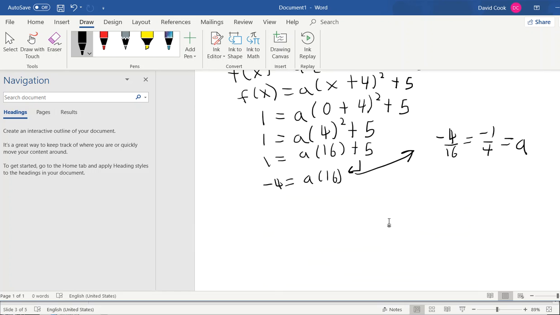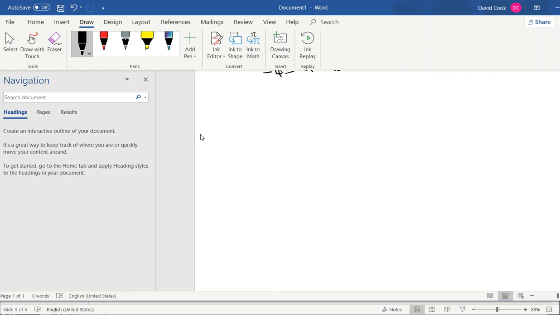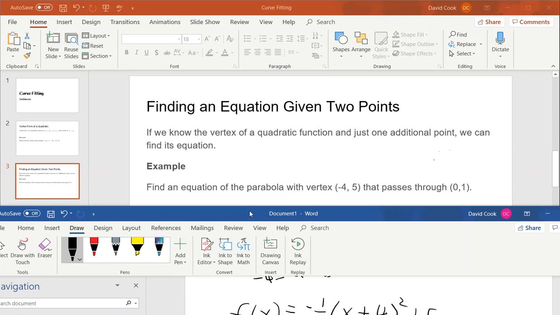So my final equation is going to be f of x equals negative 1/4 times x plus 4 quantity squared plus 5. Okay? And this is going to be a parabola. It's going to have a vertex at negative 4, 5. And because this number is negative, it's going to look something like this. It's going to open down. Let's take a look at the next one.